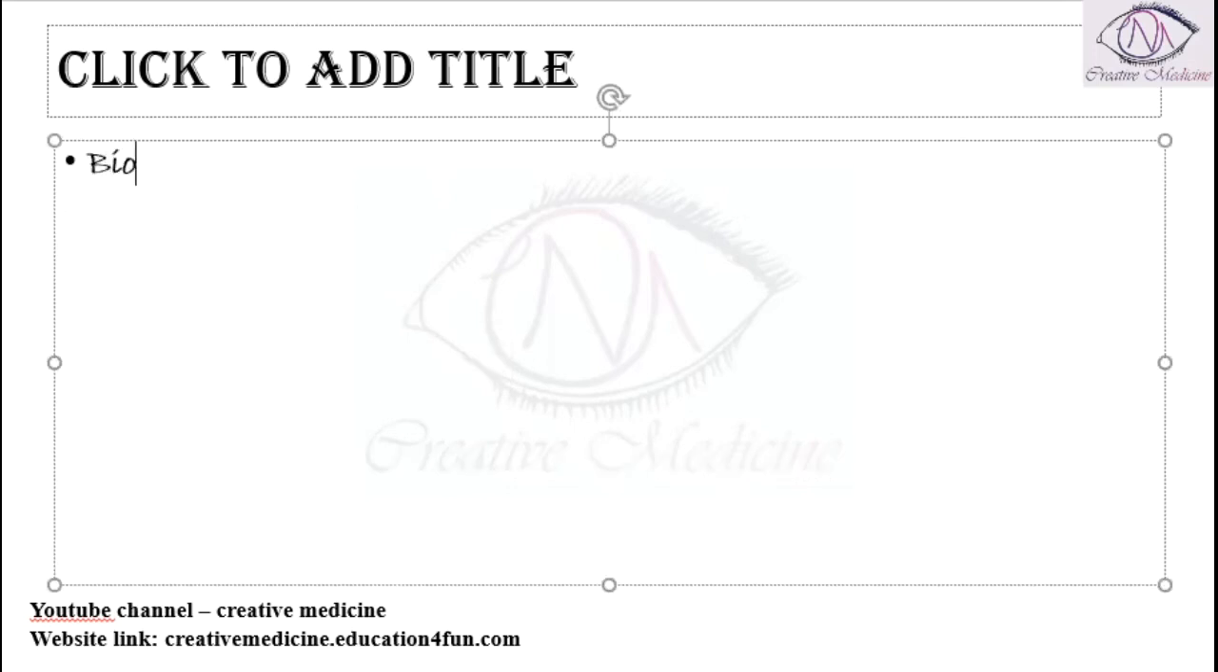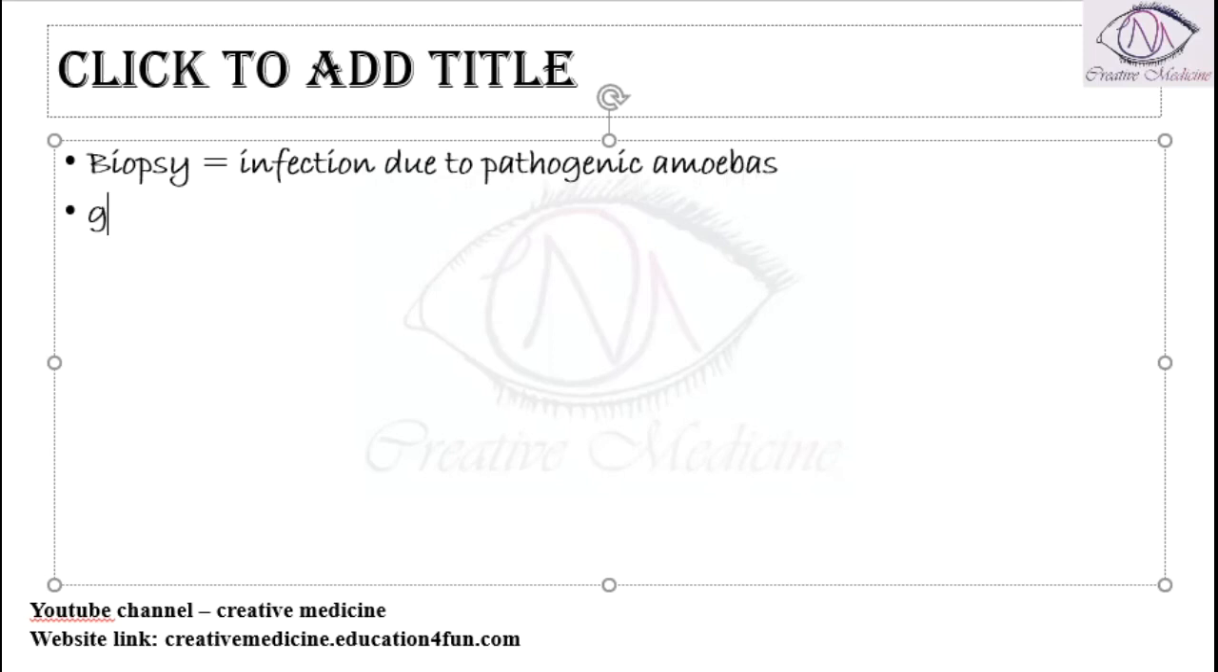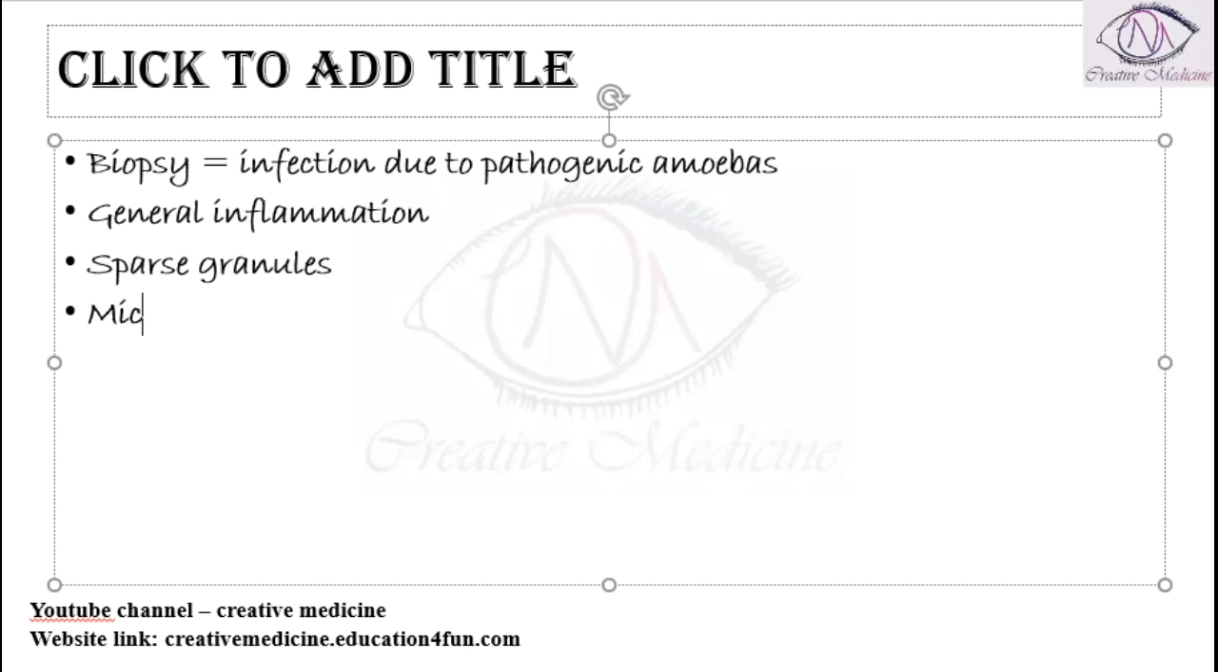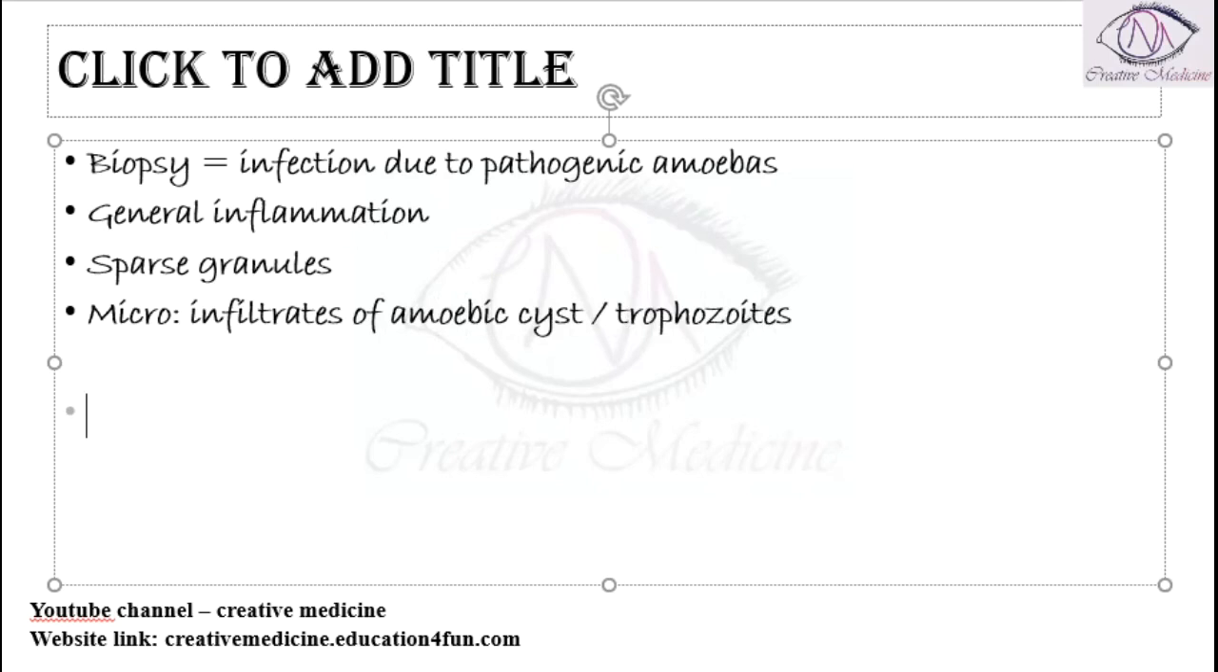If you do a biopsy, you will see an infection due to pathogenic amoebas. There is general inflammation with sparse granules seen in granulomatous amoebic encephalitis. And if you do a microscopic examination, you will see infiltrates of amoebic cysts, or infiltrates of trophozoites will also be visible.